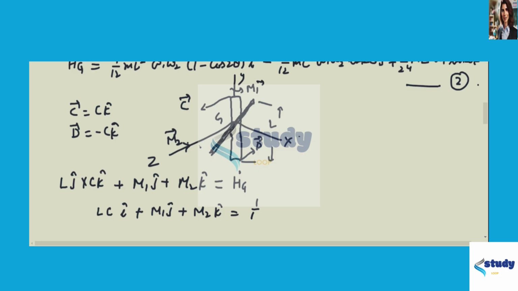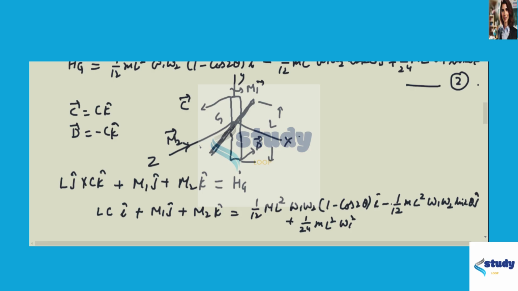Here you will get 1 by 12 ml square omega 1 omega 2 into 1 minus cos of 2 theta i cap, 1 by 12 ml square omega 1 omega 2 sin of 2 theta j cap, plus 1 by 24 ml square omega 1 square sin of 2 theta k cap.